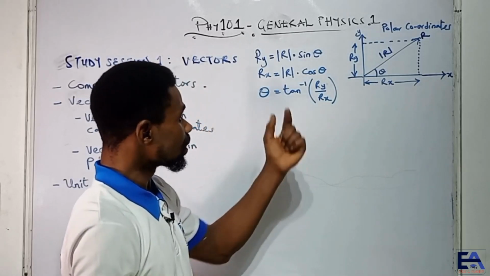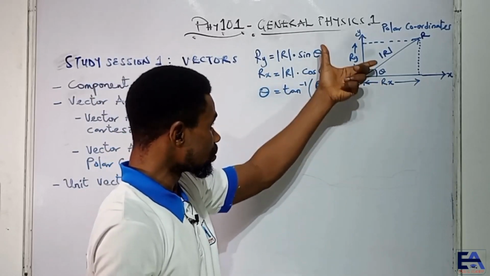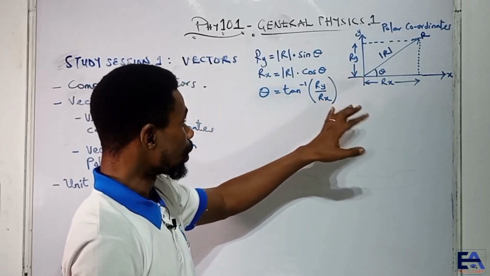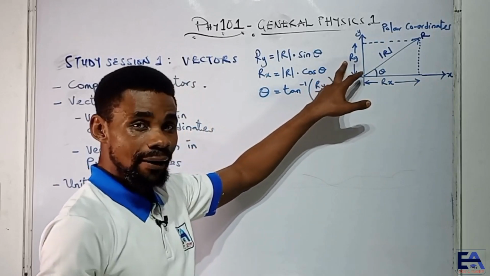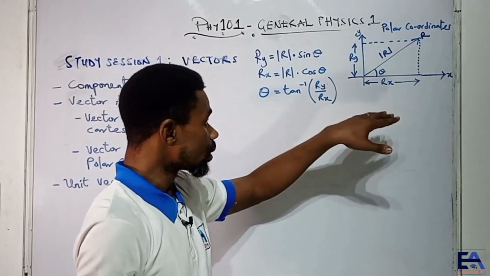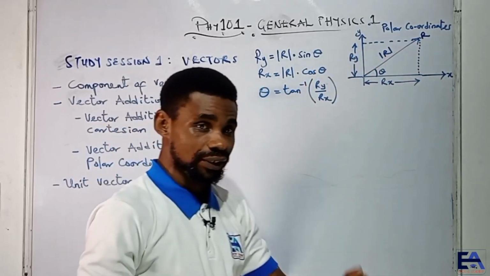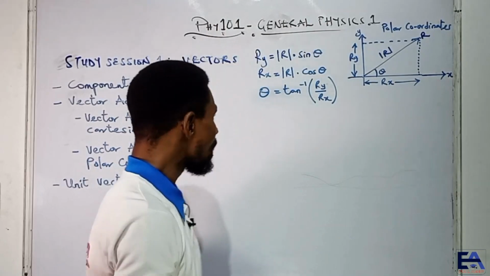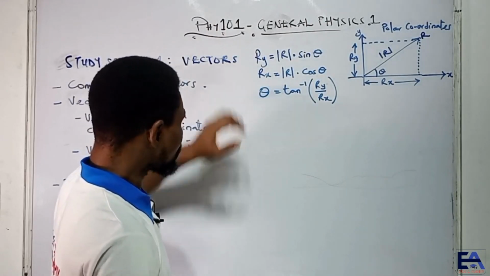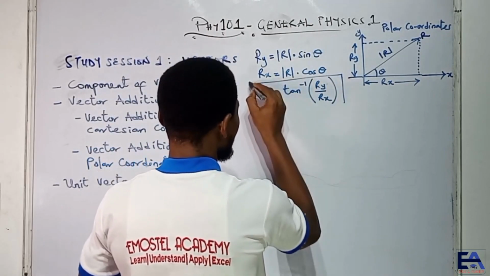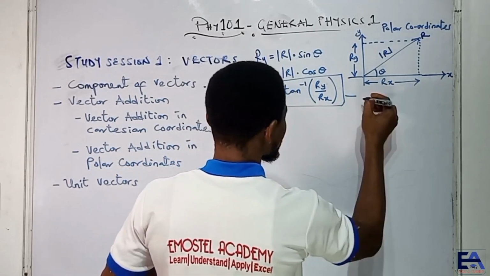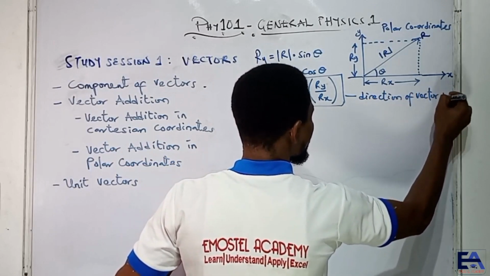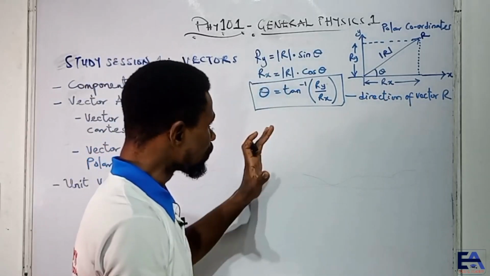So we have represented the vector on the x and y axis. Okay, and we have also verified the polar coordinates, which is the Rx, the Ry, which is the projection of the vector on the x-axis and the y-axis respectively, and we have been able to have all these deductions from it. Okay, then what next? This conclusion here gives us the direction of the vector R.